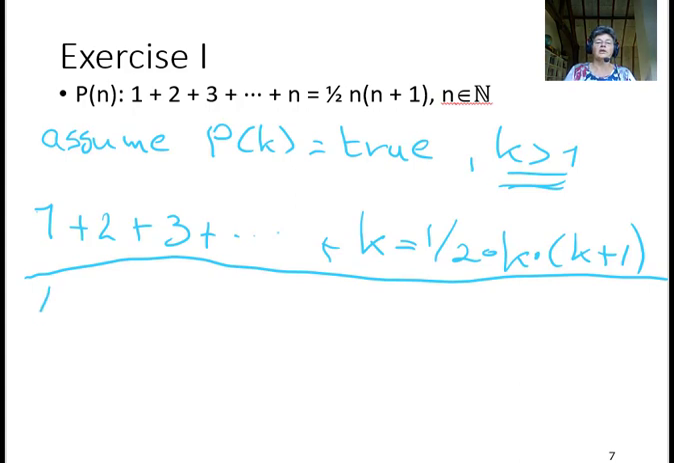Okay, and then we need to prove that if we know it is true for k, then it is also true for the next one.